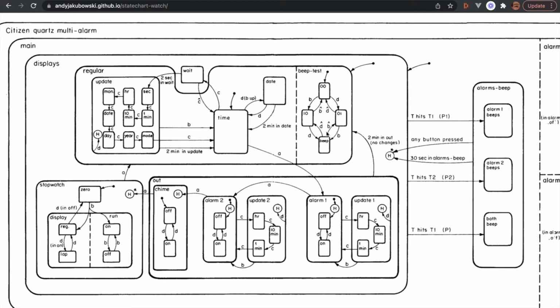Also, maybe the cool thing about it, which does come from the hierarchy, is we can actually just ignore what's going on in beep test and treat it as a black box implementation detail.